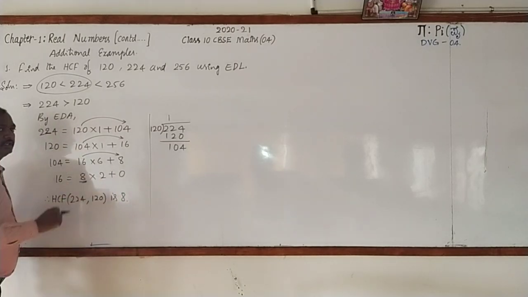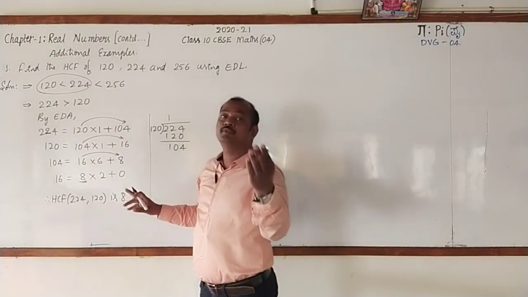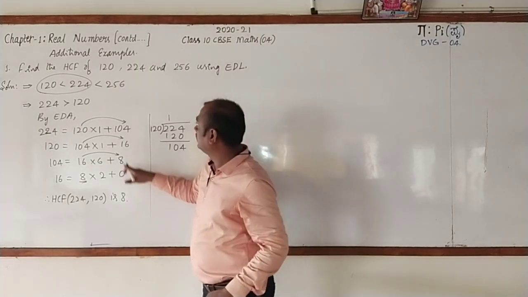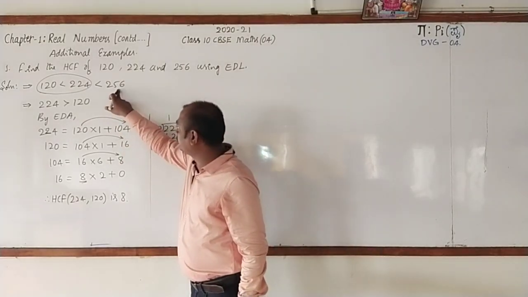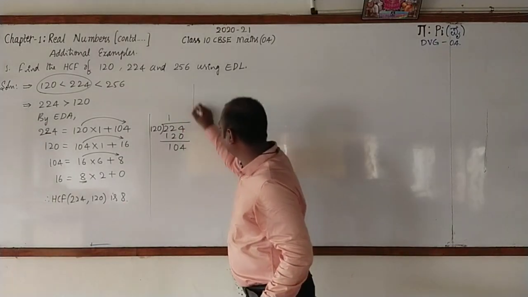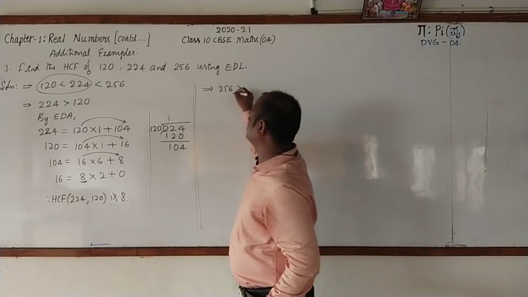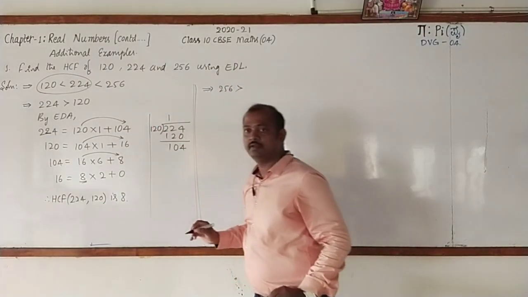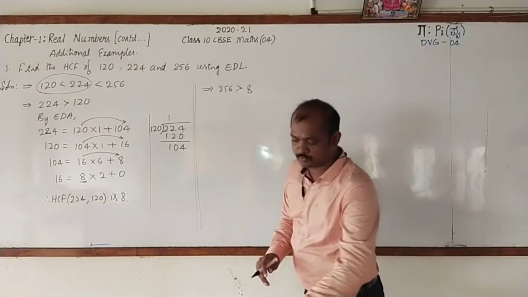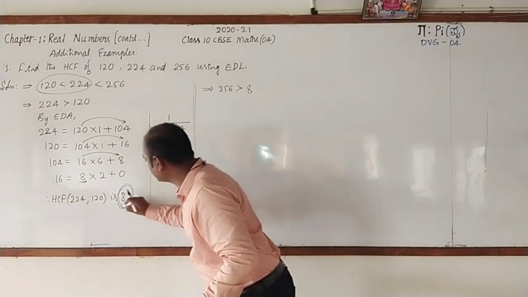After getting the HCF of the first two numbers, you go for finding the HCF of the last number 256 and the HCF you have got, that is 8. Here I will write it. Now 256 is greater than 8. I am going to encircle it to highlight. This 8 has been taken.